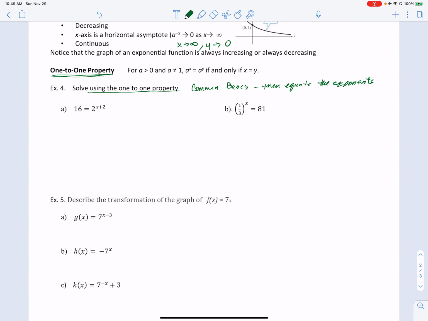So in part A, I have 16, and I should know that 16 is 2 to the 4th. And on the right side, I have a base of 2. So right there, I've rearranged 16 to have a common base. The only way that those are going to be equal is if their exponents are equal. So they will be equal if 4 equals x plus 2. Subtract 2, and x is equal to 2.